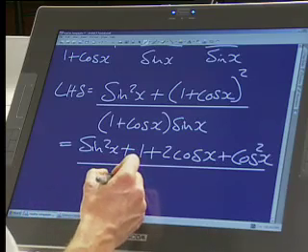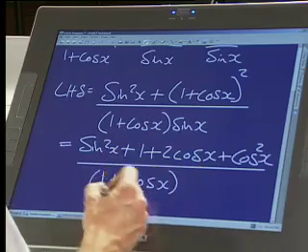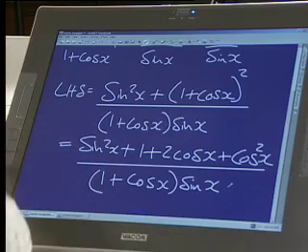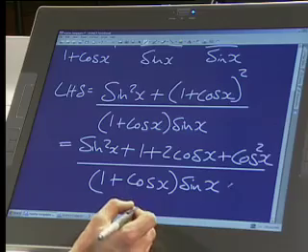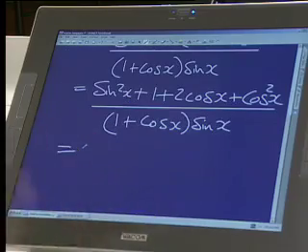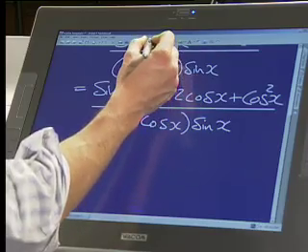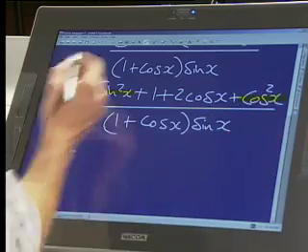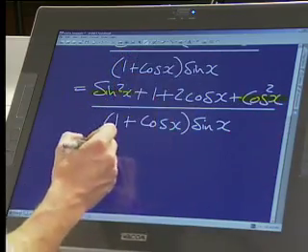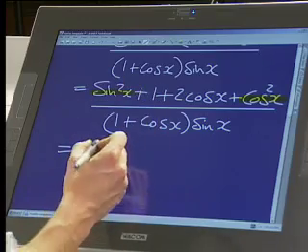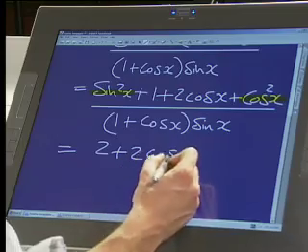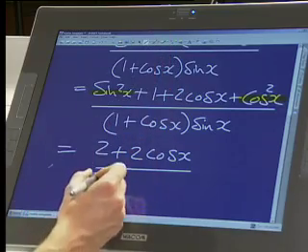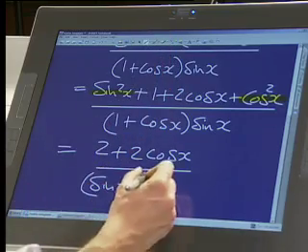Let's keep going. 1 plus cos x on the bottom. There's no point in breaking up this bracket on the bottom because it's already nicely factorized and I'm hoping that things will cancel out. What can I do on the top now? What do you notice here? Look, I've got a sine squared and a cos squared, which gives 1. So I have a 1 and a 1 plus another 1 is 2. So I have 2 plus 2 cos x all over sin x times 1 plus cos x.